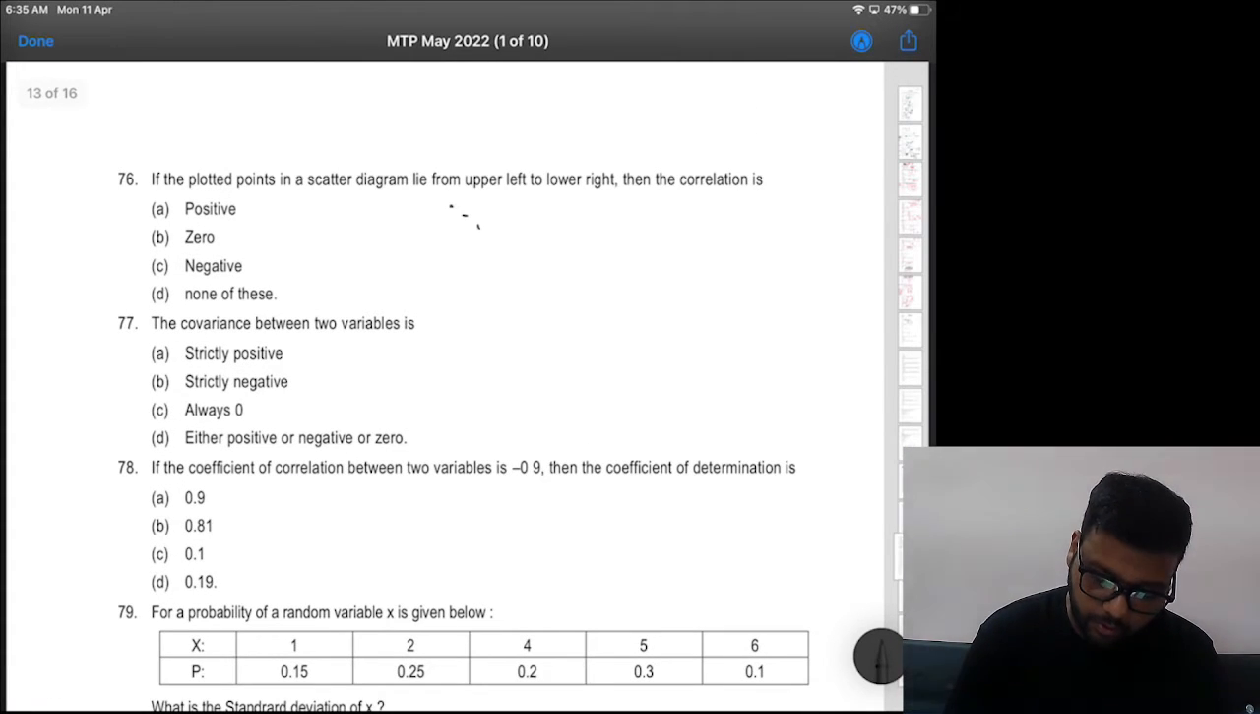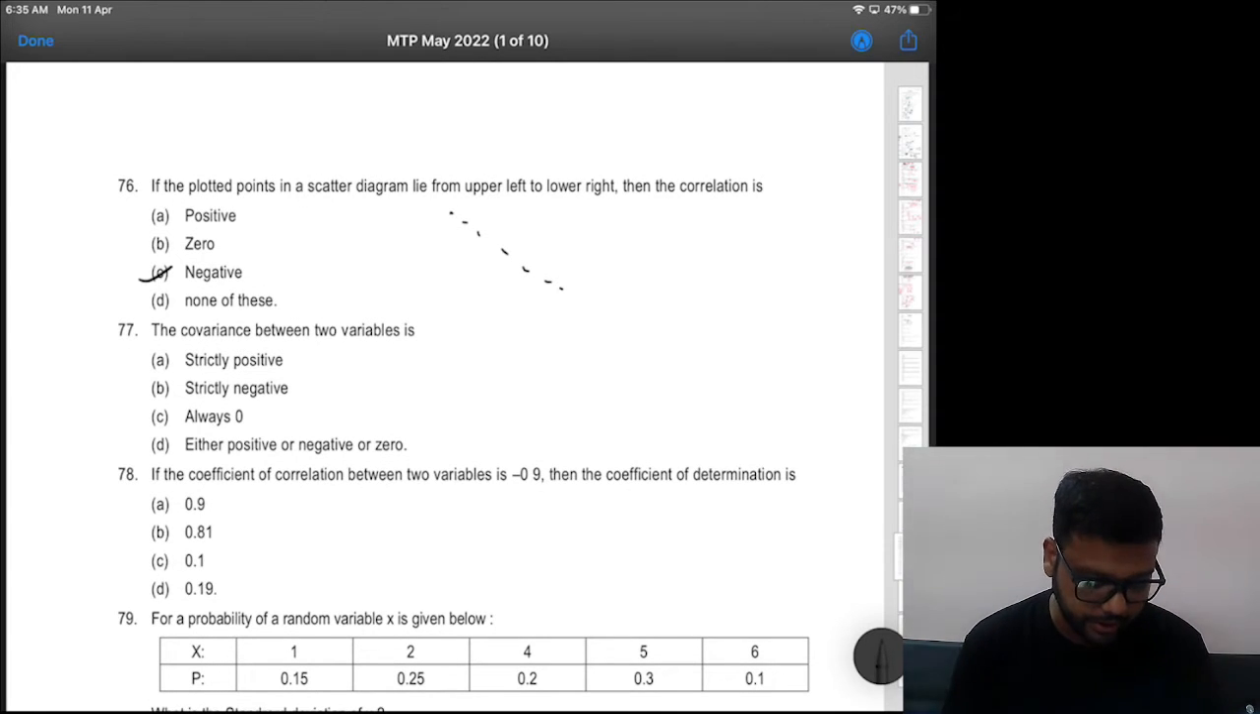Okay, fine. Plotted points in a scatter diagram lie from upper left to lower right. Okay, upper left to lower right. Then correlation is what? Negative. Right? So downward sloping is negative.